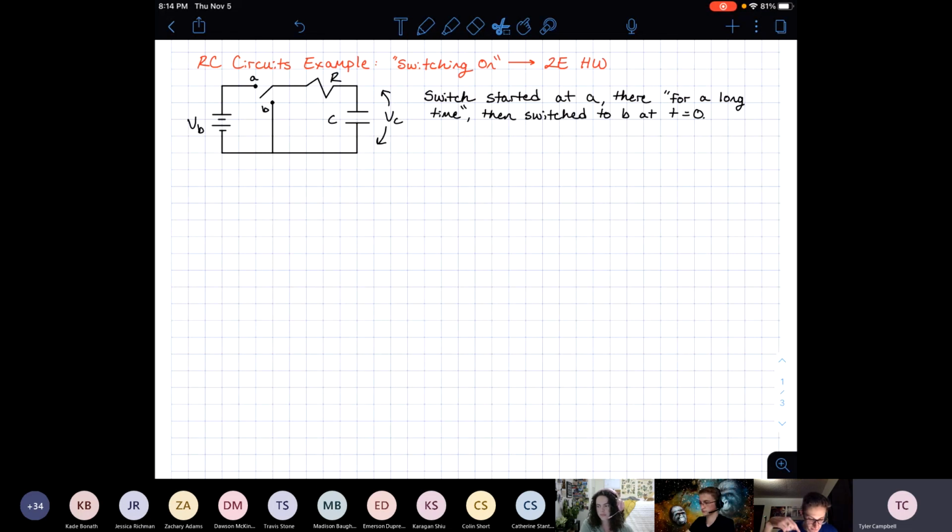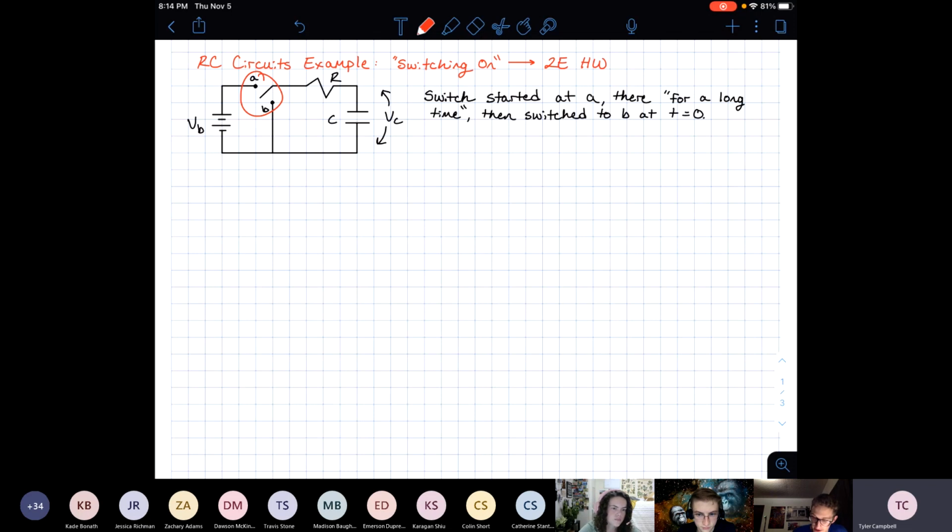So in this circuit that we've drawn here, we've got a battery hooked up to a resistor and a capacitor, right? And there happens to be a switch in between points A and B right here. The problem says that the switch started at A, was there for a very, very long time, and then it switched to B at what we're calling time equals 0.